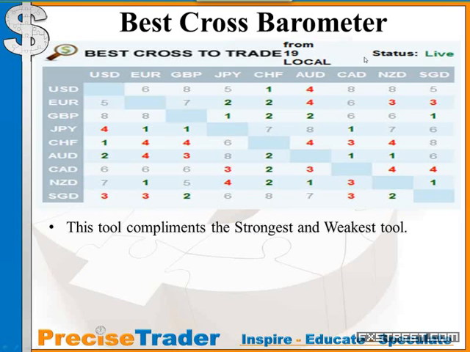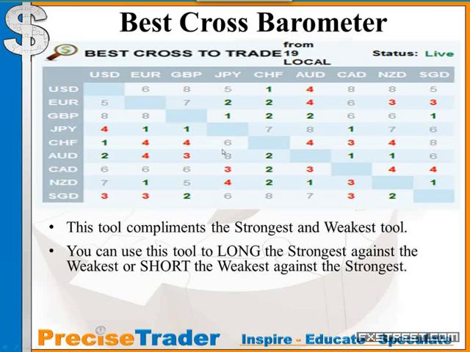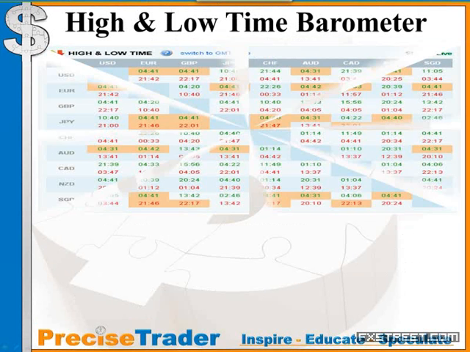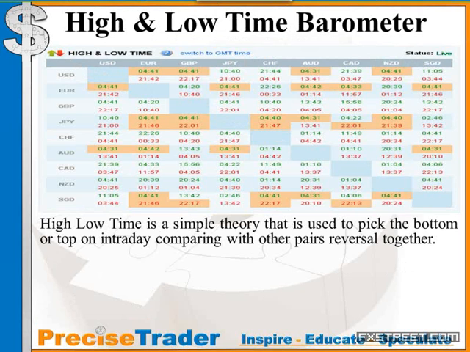The next tool is the best cross barometer. This tool complements the strongest and weakest tool. This tool helps me choose which is the best cross for me to trade during that stipulated time. So we can use this tool to go long the strongest against the weakest and short the weakest against the strongest. Basically, numbers 1, 2, 3, 4 are the best crosses to trade, especially when you look down, these are the crosses that can be traded at that time, and that will be worthwhile looking at.